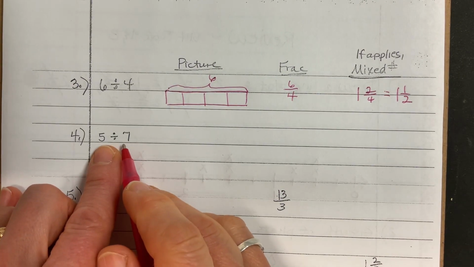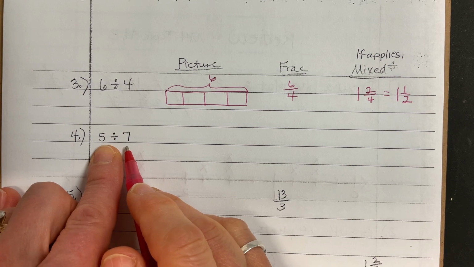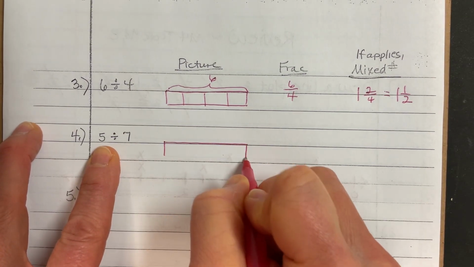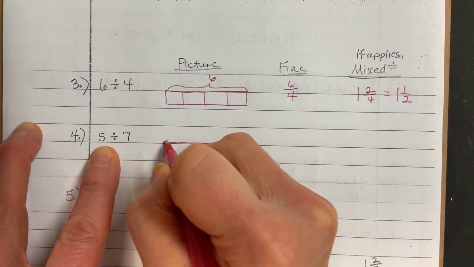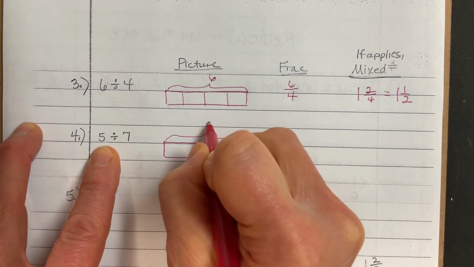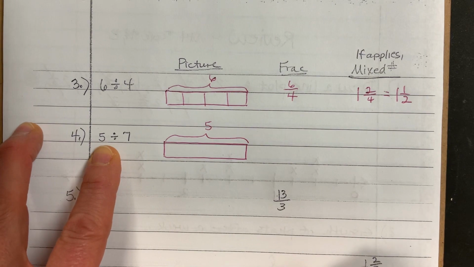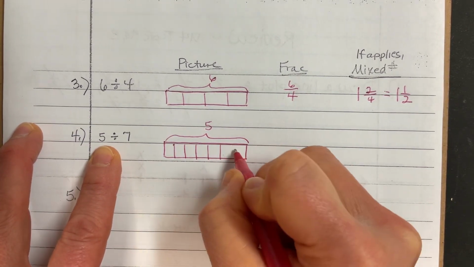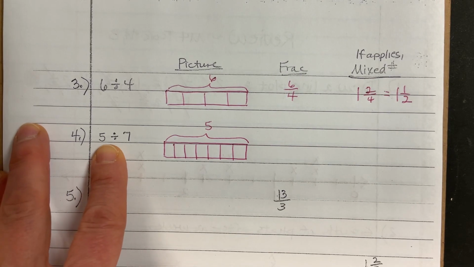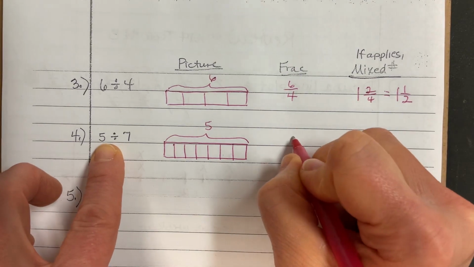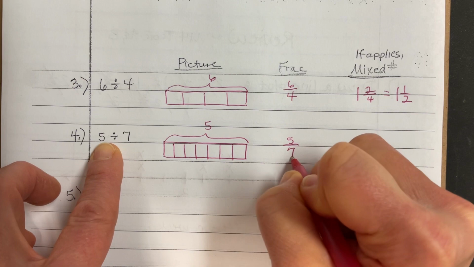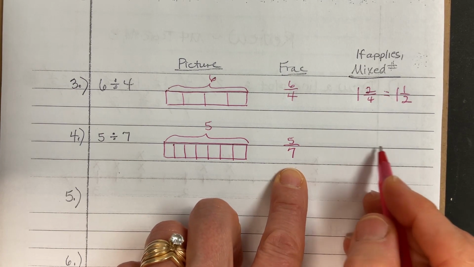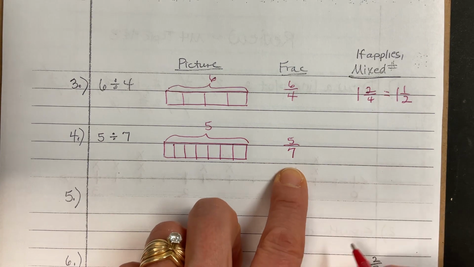The next one, 5 whole divided by 7. Okay, so I'm going to draw my picture. My total is the 5 whole. And it's being divided into 7 pieces. 1, 2, 3, 4, 5, 6, 7. Okay, I would write that as 5/7. And 5/7 is not improper, so I don't have to write a mixed number for that.